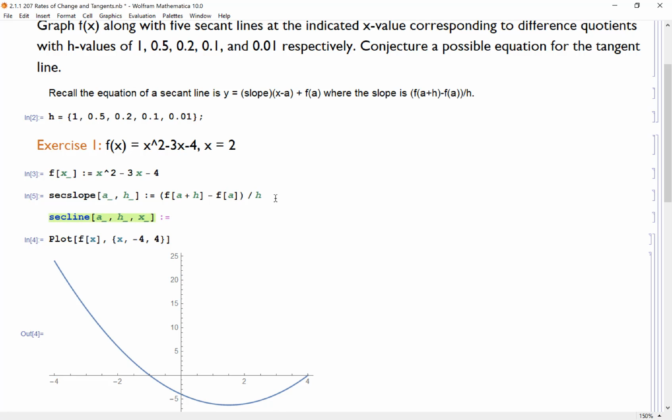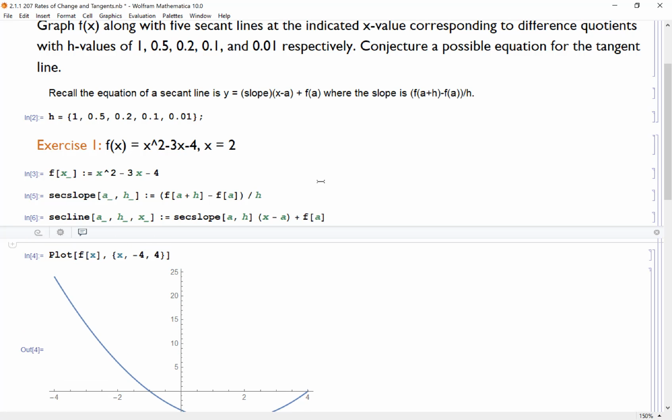And the secant line is going to be the same thing that we set up here in our note. It's going to be secant slope, and I have x minus a plus f of a. There's my secant line. Okay, so now I've defined slope and secant line for any values of a and h that I want. In particular here, our a value is going to be at x equals 2. We're going to put in 2 for a.